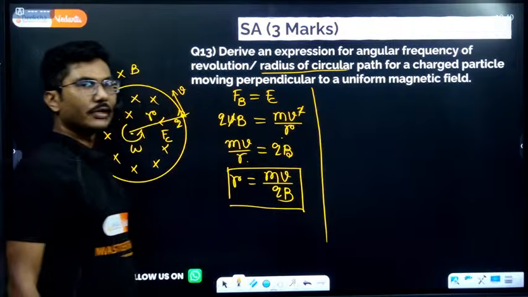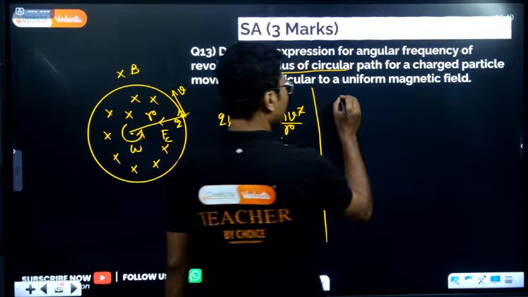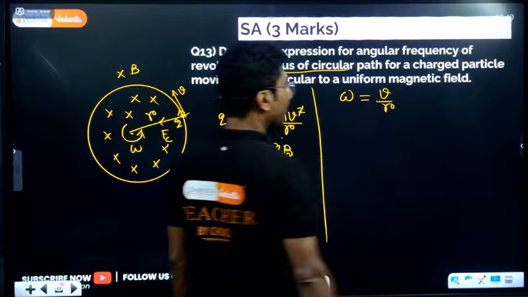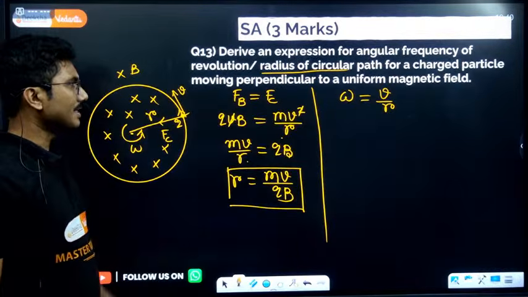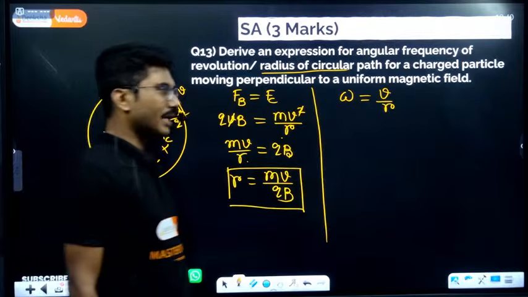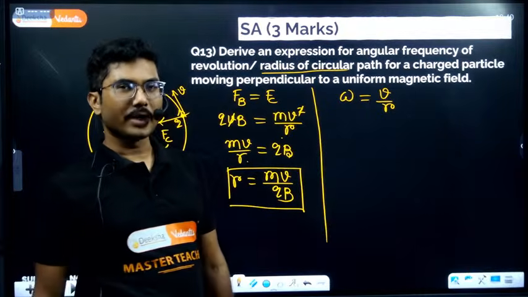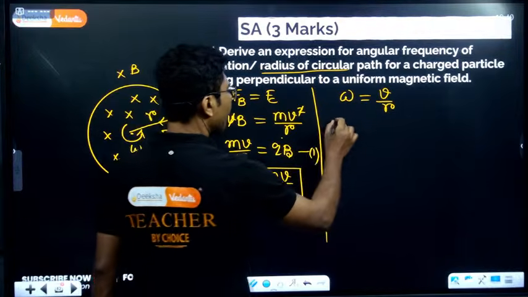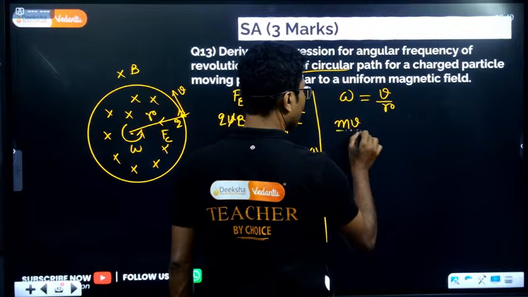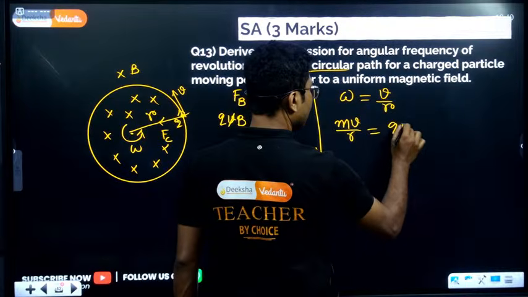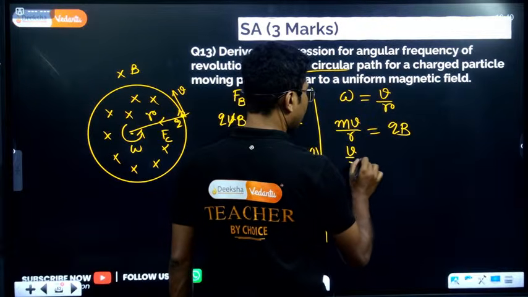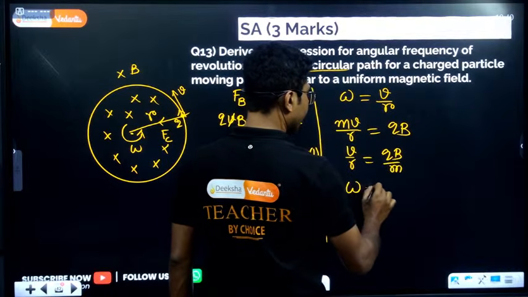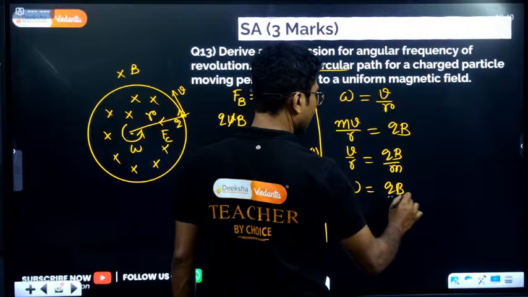What about angular frequency? Angular frequency or rotational velocity is given by v upon r. V is equal to r omega, or omega is equal to v upon r. So this equation we are going to use again. mv upon r equals qB, or v upon r equals qB upon m, or angular frequency is equal to qB upon m.